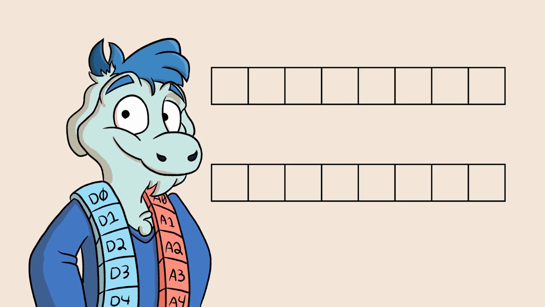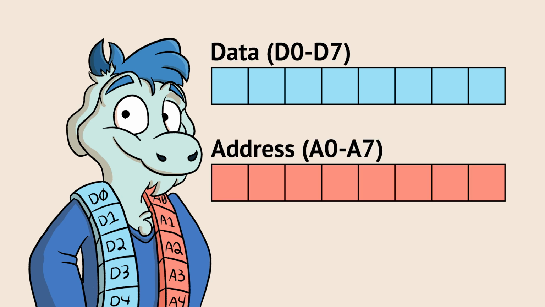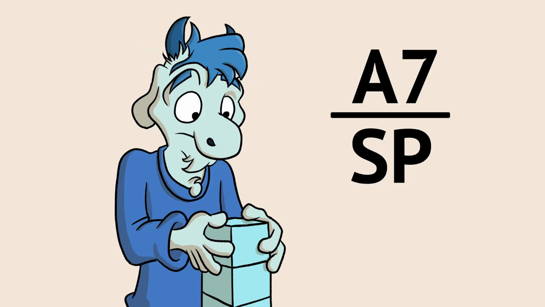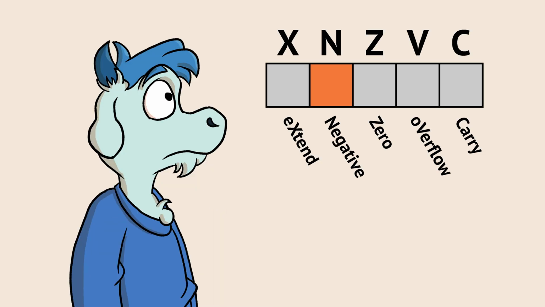On the 68000, there are 16 registers. 8 of them, data registers, are for raw data, and 8 of them, address registers, hold an address to a part of memory. The last address register is used to store a reference to what's called the stack, where you can shove some data onto to retrieve later. There's also a status register that helps with math and conditionals results.